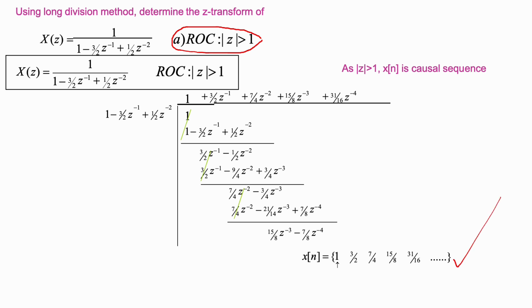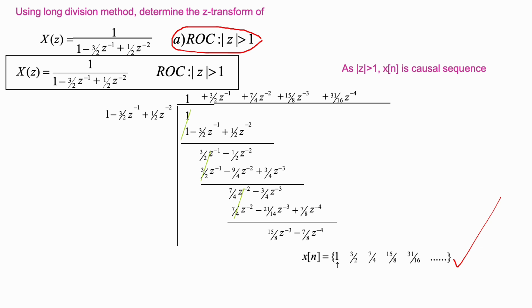So from this what we observed is only two parts: the ROC is causal or anti-causal. Causal means modulus of z is greater than modulus of a, where a is the pole. Anti-causal means modulus of z is less than a. So if it is greater than, the numerator and the denominator you keep as they are and do the long division. From the quotient you write down the final answer.